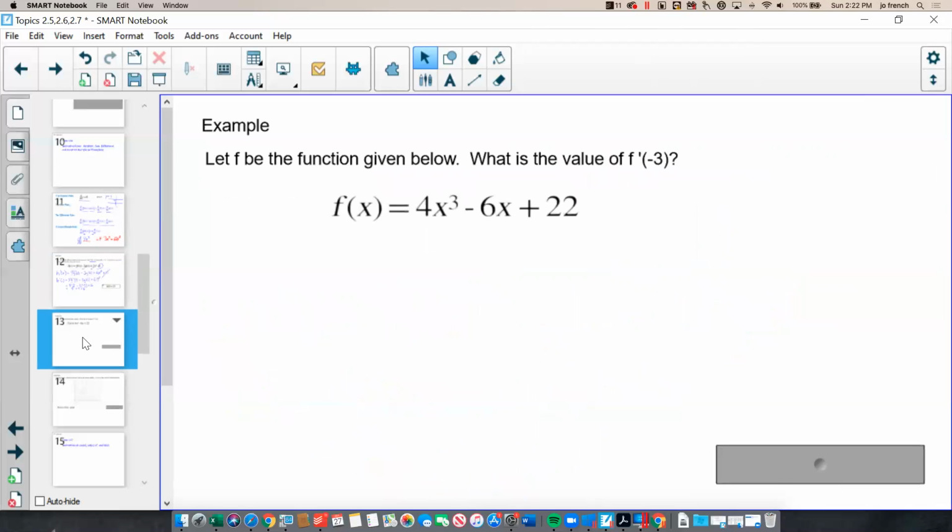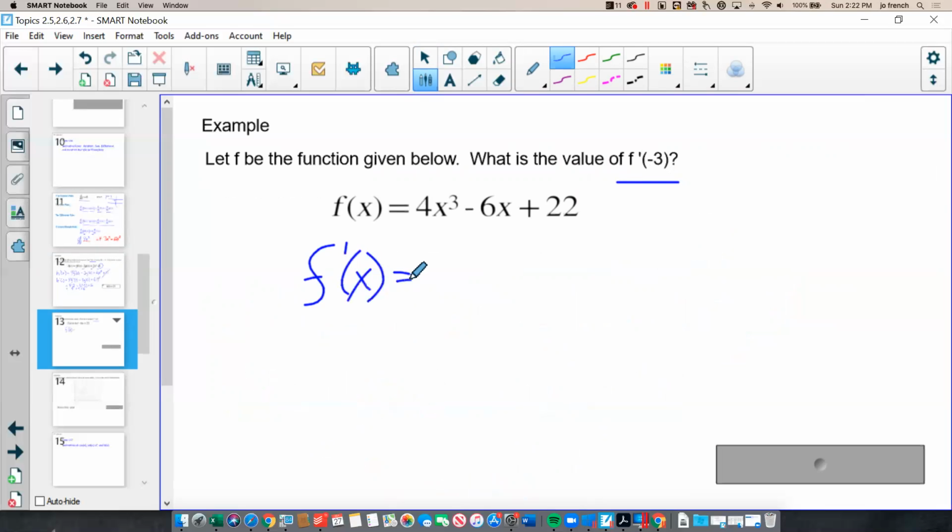Here's another example, just a straight power polynomial consisting of 3 terms that are power functions or constants. So to find f prime of negative 3, which is what they're asking us to do, I take my derivative, f prime of x, using my power rule and my constant multiple rule. I get 12x squared for the first term, minus 6. The derivative of 6x will be 6, the slope of a line y equals 6x, and then plus 0, because the derivative of a constant is 0.